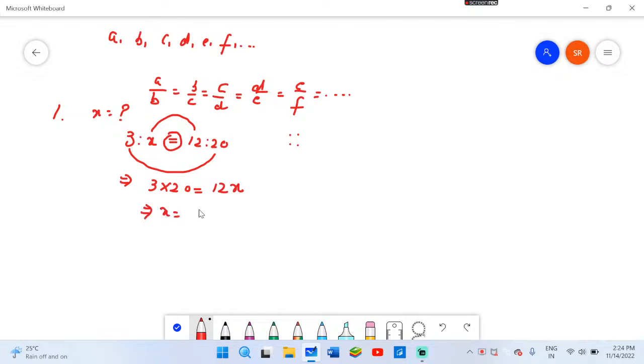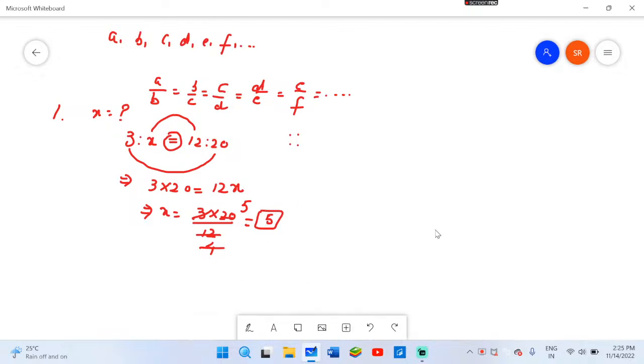That is, x is equal to 3 into 20 by 12. 3 4s are 12, so it is 5. So x is equal to 5.